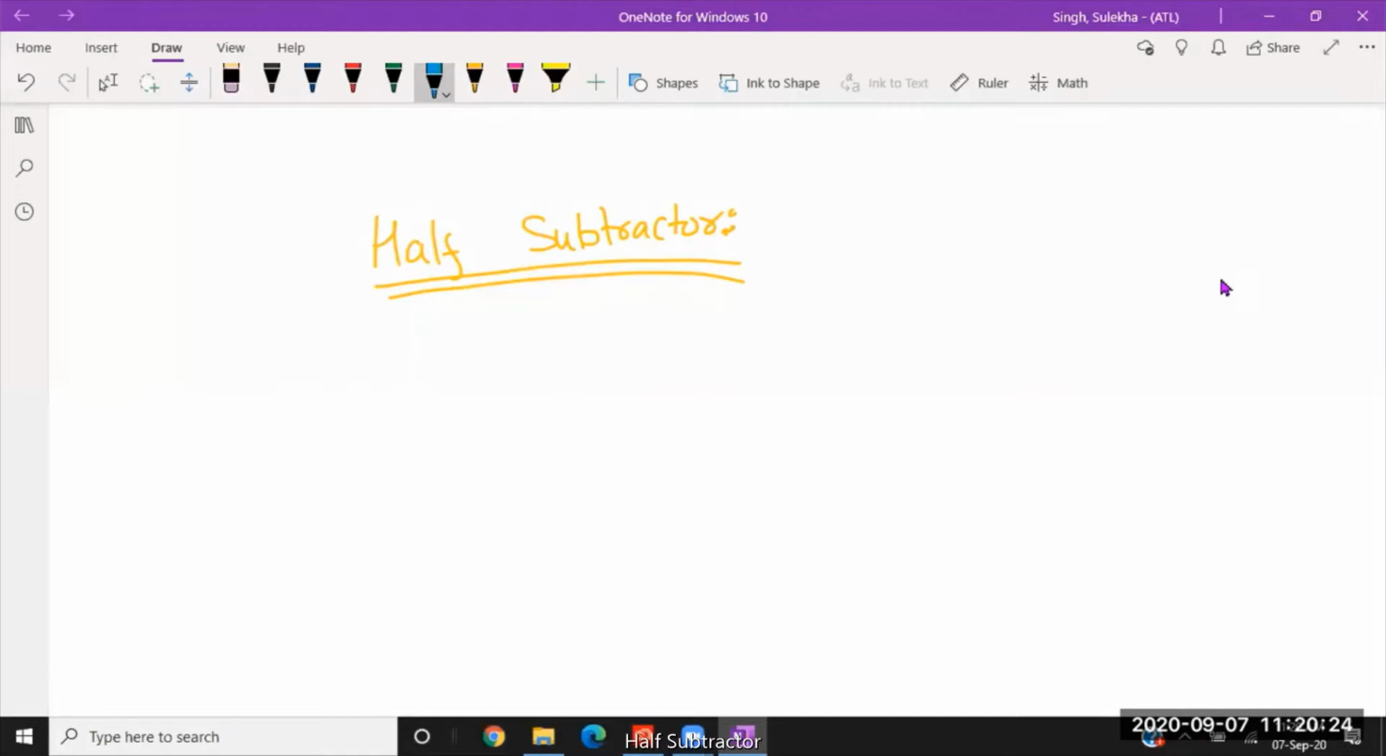Half subtractor, I can design like one box. Okay, this is half subtractor, and I can give two inputs, which are A and B, and I will get two things as my output. One is difference, another one is borrow. So difference means I am doing A minus B.